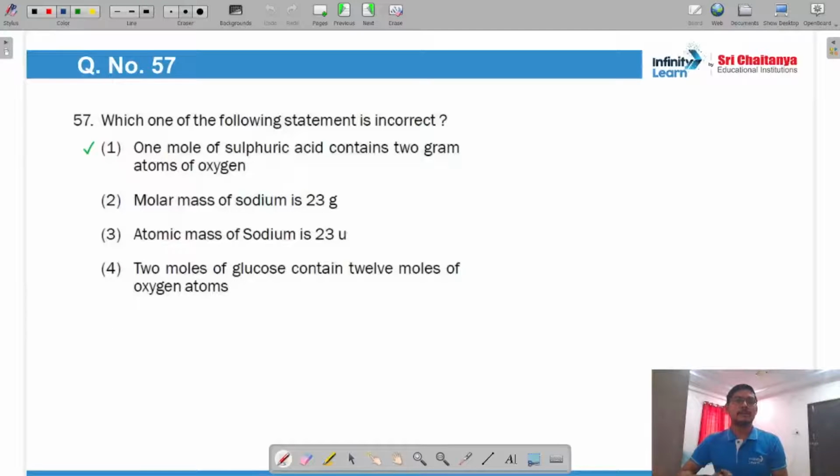Whichever one of the following statements is incorrect. 1 mole of sulfuric acid, of course, it contains 4 gram atom of oxygen, right? The other statements are correct.